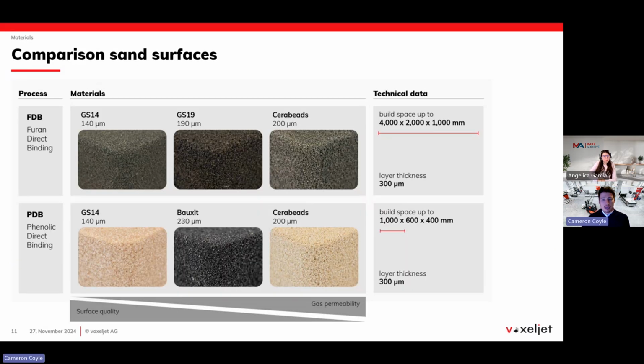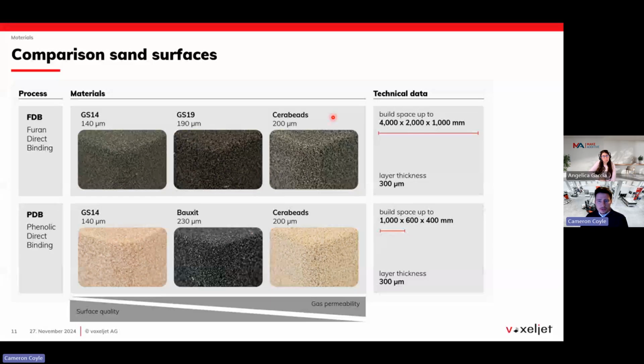So first, we can take a quick look into some of the challenges and how we solve them in relation to the surface accuracy and gassing. And we can combat some of these problems by offering different binders, and then also different sand types. So on the screen now, you see two binder options. One is a furan binder, and the second is a phenolic binder. And with these processes, we can use a variety of sands. Here we have the GS14 and GS19 sands. These are both silica sands. And then we also have some special sands such as ceramide.